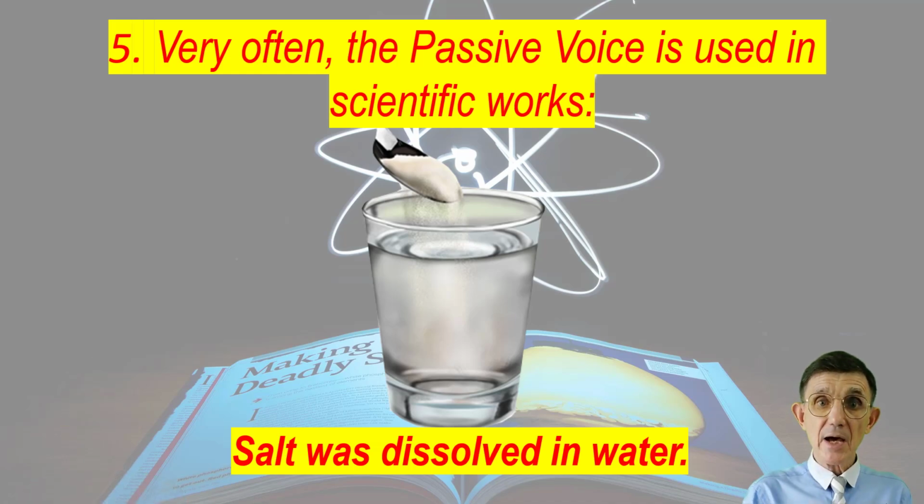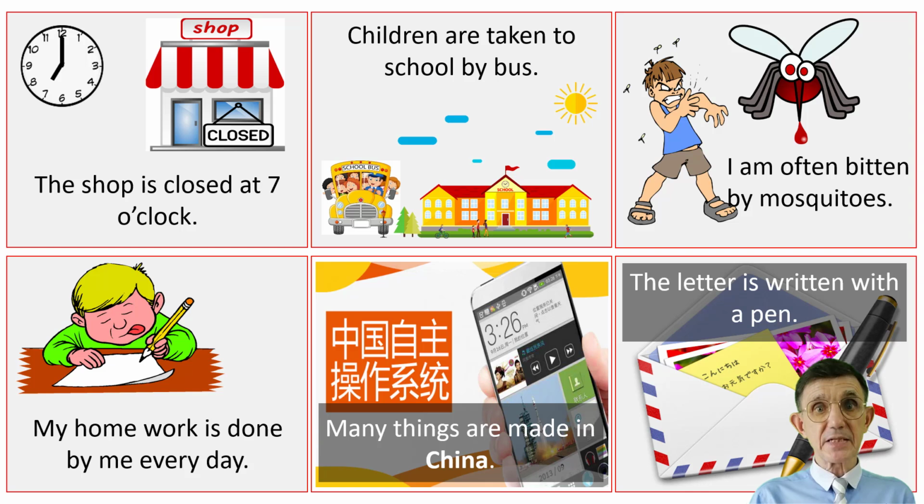Here are some more examples of sentences in the passive voice. The shop is closed at 7 o'clock. Children are taken to school by bus. I am often bitten by mosquitoes. My homework is done by me every day. Many things are made in China. The letter is written with a pen.